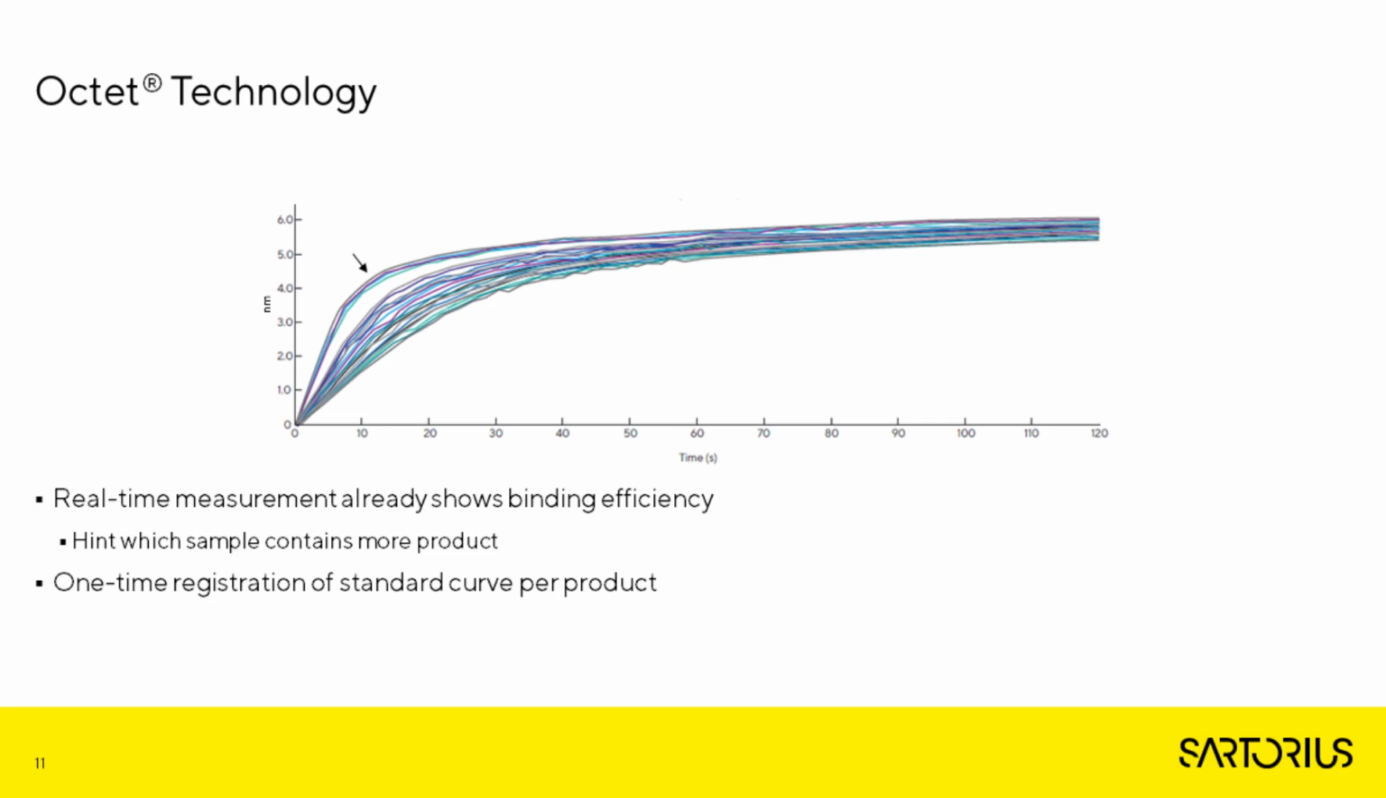What we see here is a conducted Octet measurement and the related binding kinetics. This curve is displayed in the Octet software in real time during the measurement. So even during the measurement, the operator gets a hint which sample contains more product or analyte, and this is also indicated here by the arrow. If the slope of one curve is higher and the saturation is reached faster, the operator can then conclude that there's more analyte in the sample.